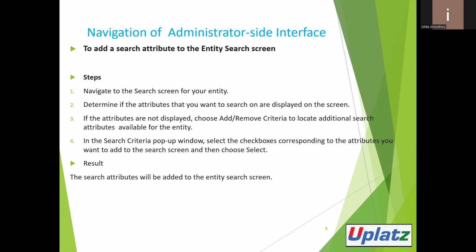First one is navigate to the search screen for your entity. Next is determine if the attributes that you want to search on are displayed on the screen. It means that if that particular field is available. Suppose you want to search by item status, you will have to first look at if the item status field is available on the search screen or not.